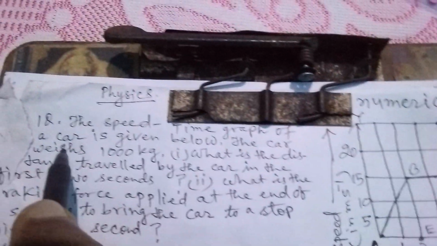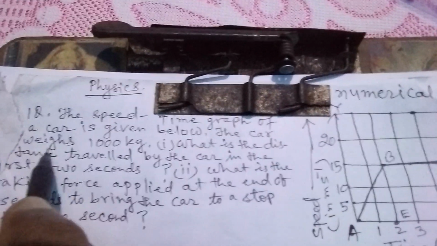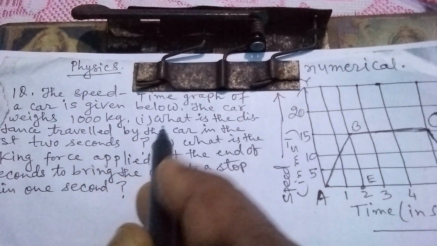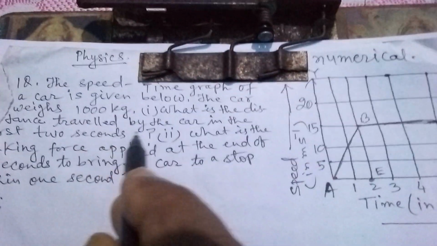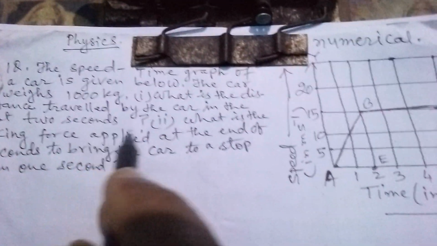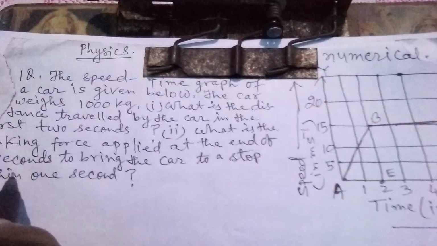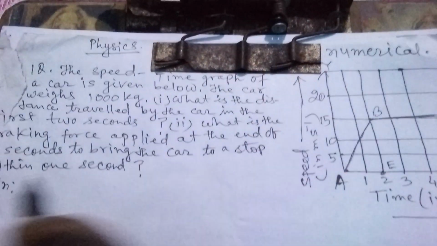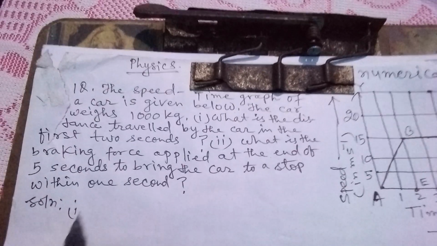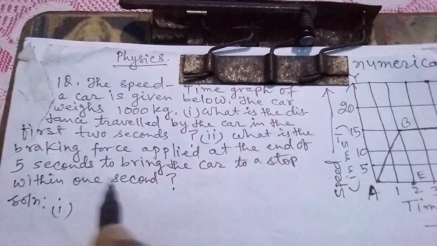Okay. The question is, the speed time graph of a car is given below. The car weighs 1000 kilogram. What is the distance traveled by the car in the first 2 seconds? And what is the braking force applied at the end of 5 seconds to bring the car to a stop within 1 second? So first of all, the first thing that we are going to find out is the distance traveled.